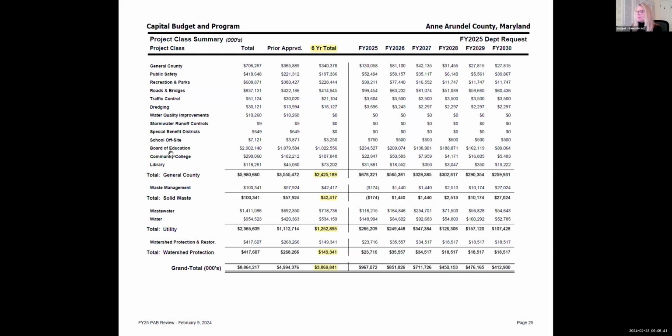Okay. So I thought I would start with an overview really quick. As you know, you've seen all the departments with their fiscal year 25 capital budget requests and their program asks. I thought I would just start with the summary sheet here. You can see that we've got the general county fund, the solid waste, the utility, and WPRF. Our focus here today is going to be on the general fund and these project classes.